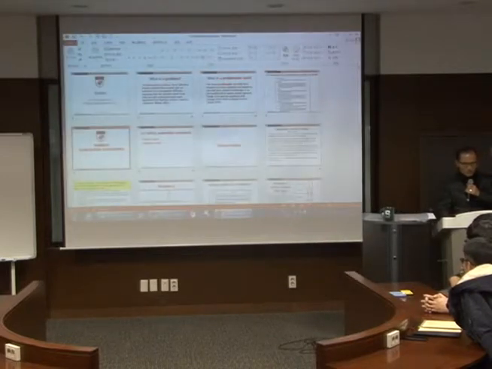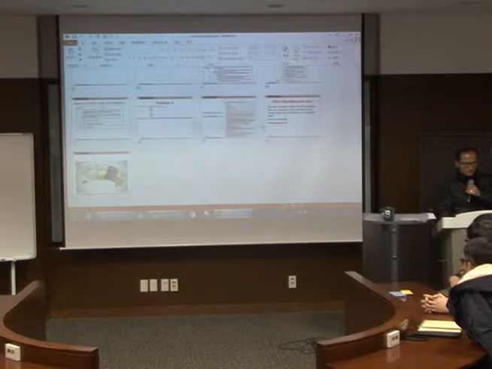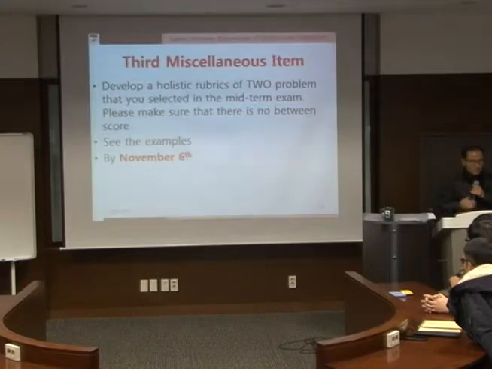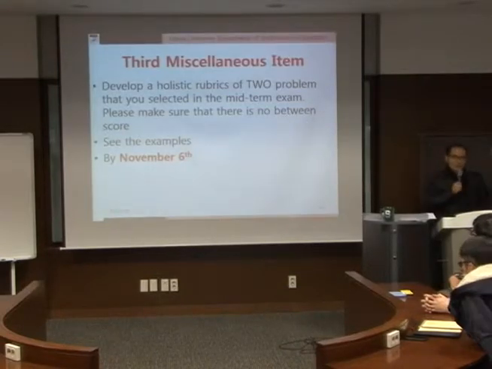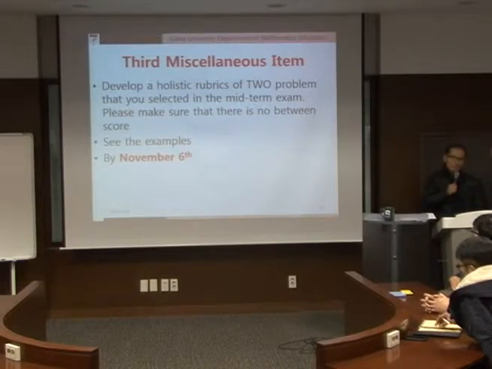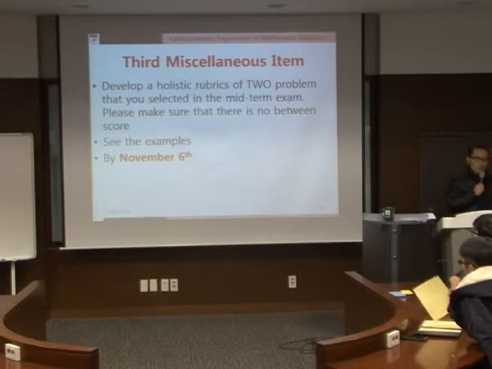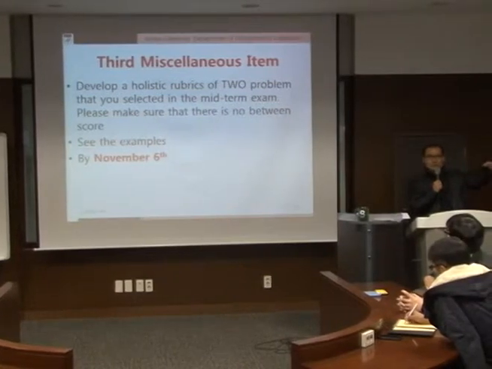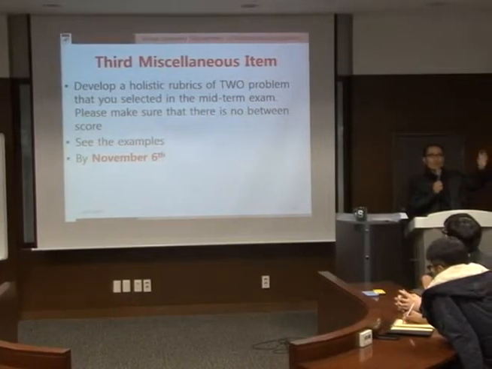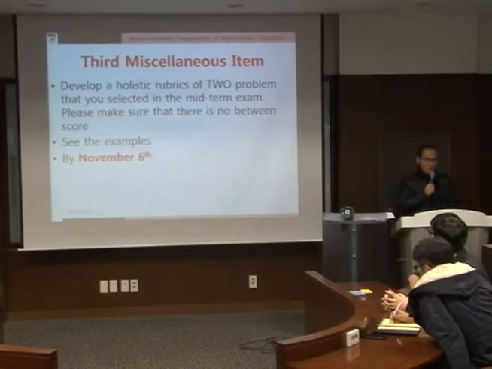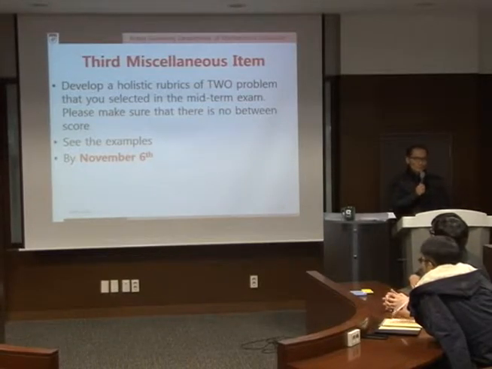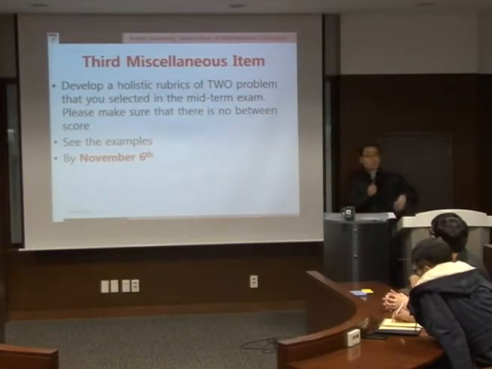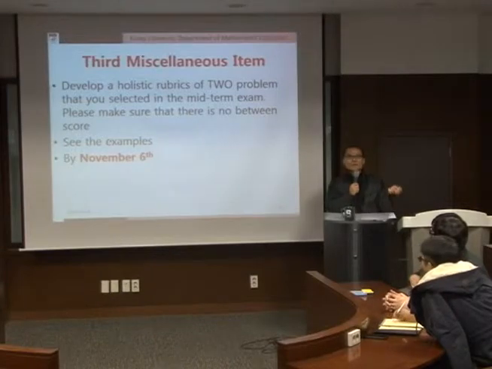Take a look at the third miscellaneous item. Develop a holistic rubric of the two problems that you selected in the midterm exam. I already uploaded it on the EKU website, right? You can see what kind of problem you already solved. Please make sure that there is no in-between score. See the example. I'm going to explain by using an example today.